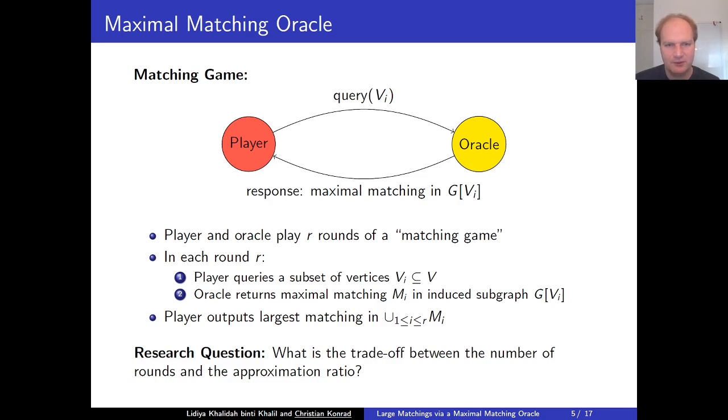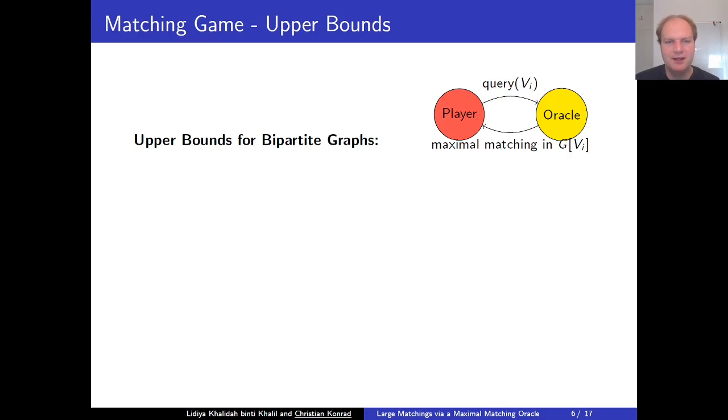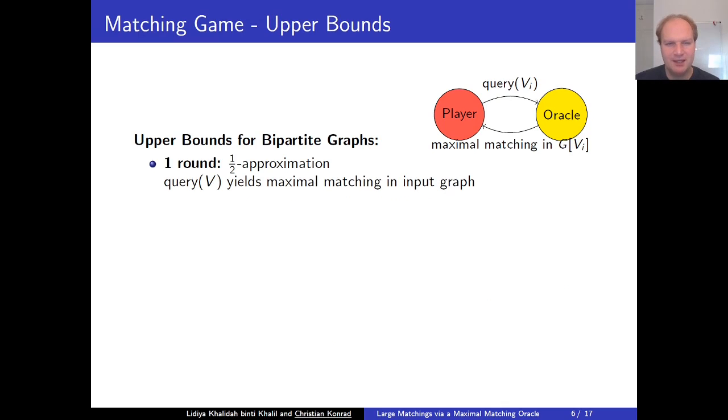Before we go into our results, which mainly consist of lower bounds, let's first look at some upper bounds for our matching game. For algorithms here, we see the following. In a single round, we can, of course, query the entire input vertex set. Then this yields a maximal matching in the entire input graph, and we therefore immediately get a 1/2 approximation. So a 1/2 approximation in one round is easy to obtain.